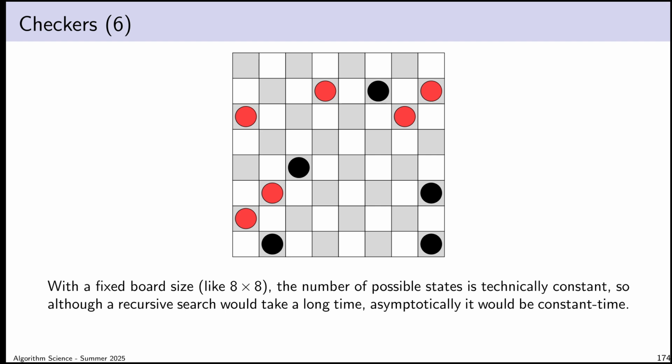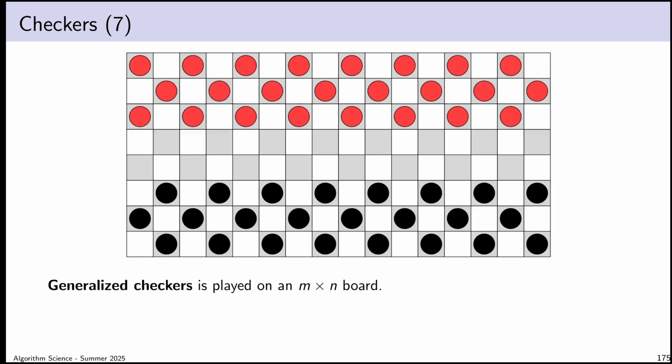Now, there's a weird issue here, which is that with a fixed board size, like 8 by 8, the number of possible states of the board is actually a constant. It's a really large number, but we can compute it. It's just some constant value, which means we have this annoying special case: technically, if I wanted to enumerate all possible states, that would take constant time. It would take a very long time, but it would technically be constant time. Okay, fine, let me fix that problem.